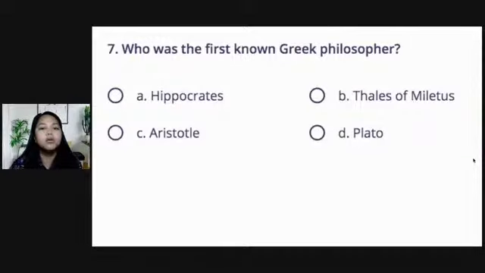Who was the first known Greek philosopher? Letter A, Hippocrates. Letter B, Thales of Miletus. Letter C, Aristotle. Or letter D, Plato.